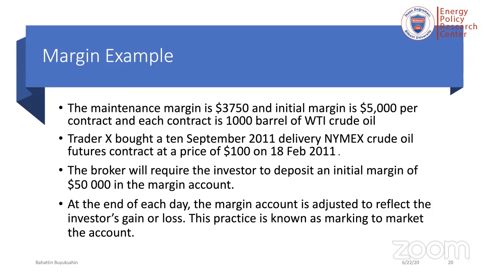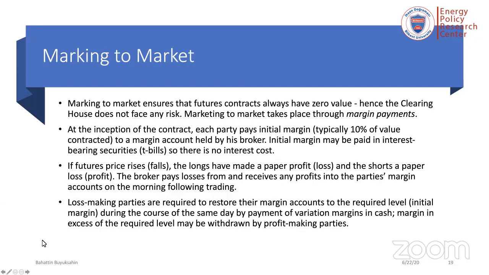Let's look at, sorry, let me go back here. Marking to market ensures that a futures contract always has zero value. Hence, the clearinghouse does not face any risk. The marking to market takes place through margin payments, as I said. At the inception of the contract, each party pays initial margin, typically 10%, but it is determined by the exchange clearinghouse, and it can change at any time, as long as they give the information to the market.